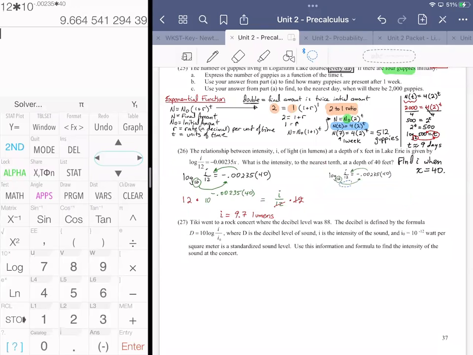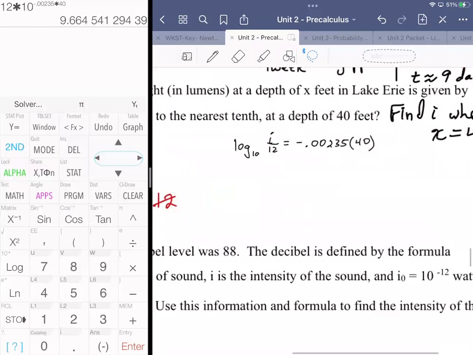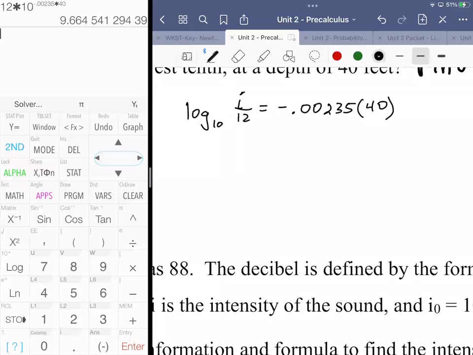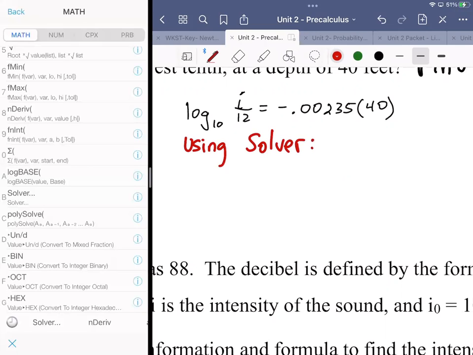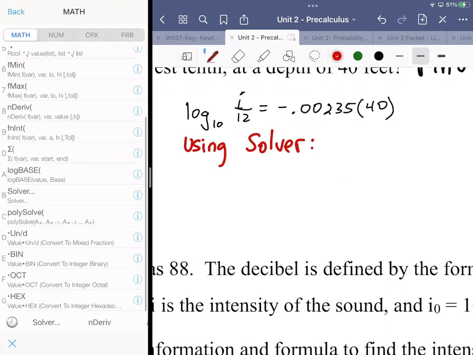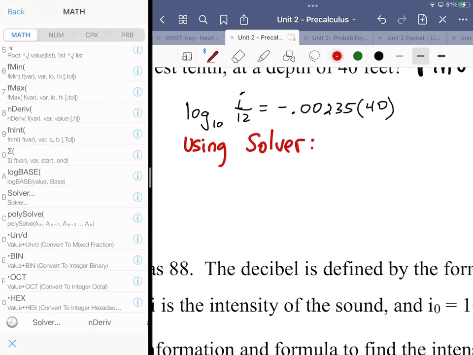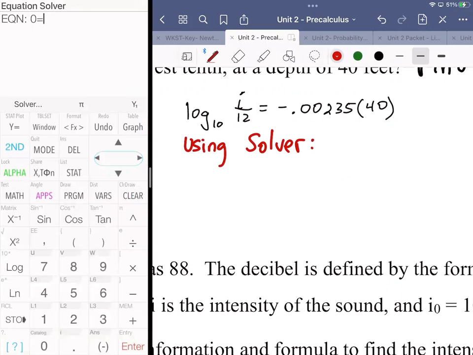All right. I'm going to get rid of all this fluff here. So on the TI calculator, there's a function called solver. All right. So using solver. It's in the math menu. If you scroll down, you see one that says solver, but it might also say numeric solver. Depending on the model calculator you have, it'll look different, right?